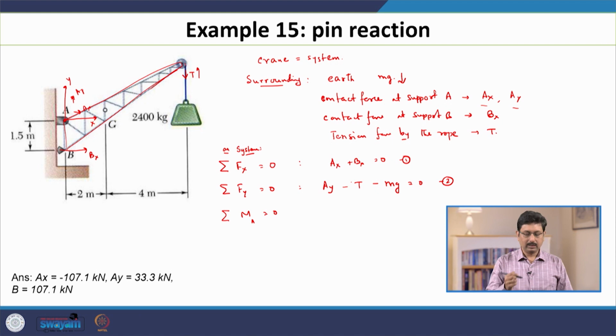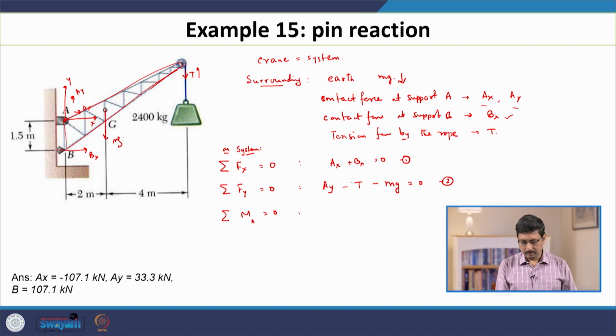Now, there are other forces. The line of action of Bx does not pass through A, so it will contribute to the torque. The line of action of mg does not pass through A, so it will contribute to the torque, and the line of action of the tension T does not pass through A, so it will also contribute to the torque. Effectively this is a 2D problem, so the torque is simply the magnitude of the force times the perpendicular distance of the line of action from the pivot point A.